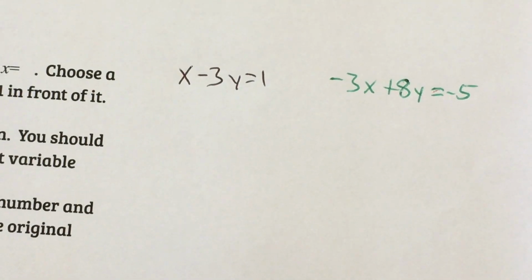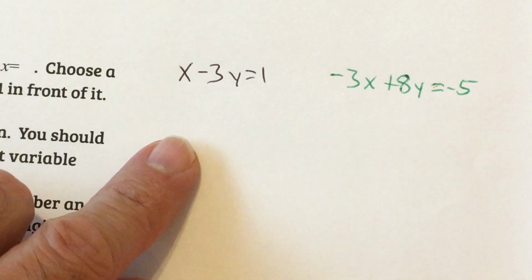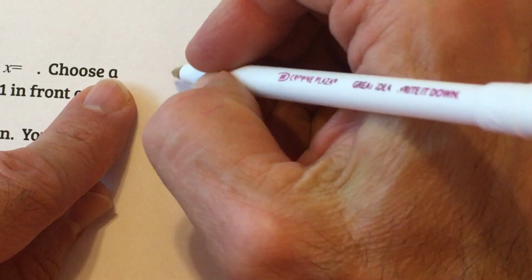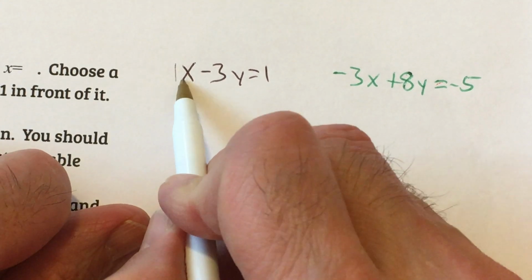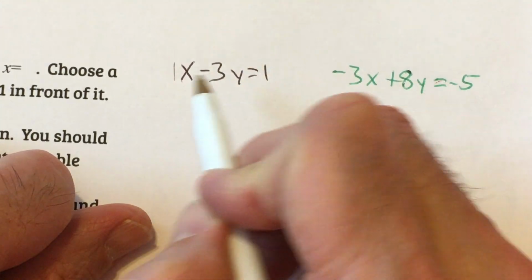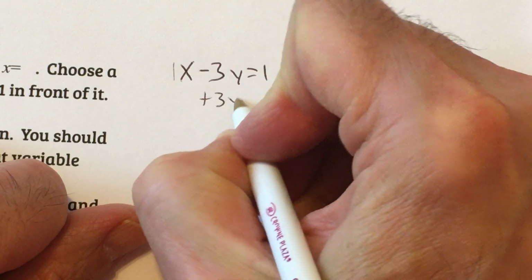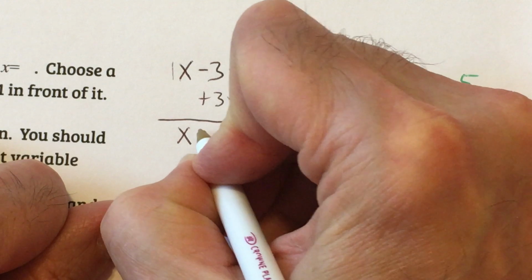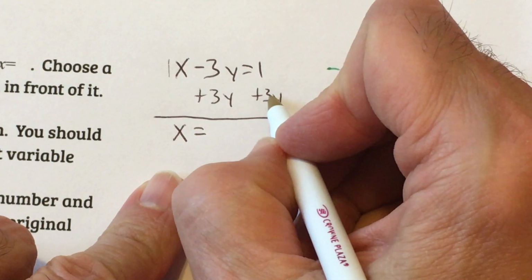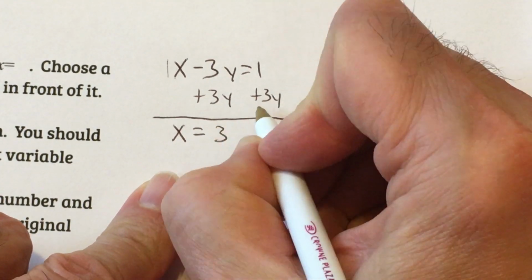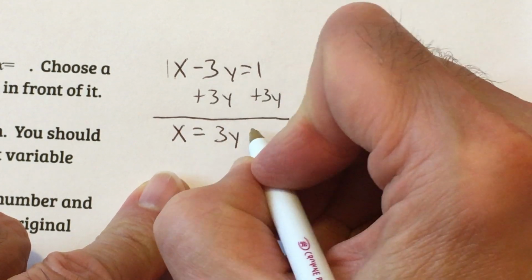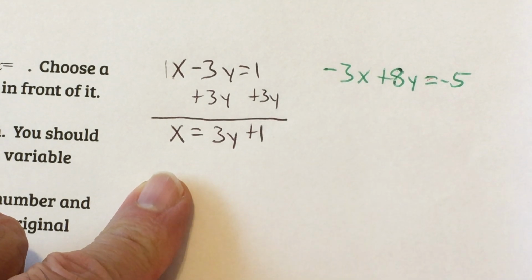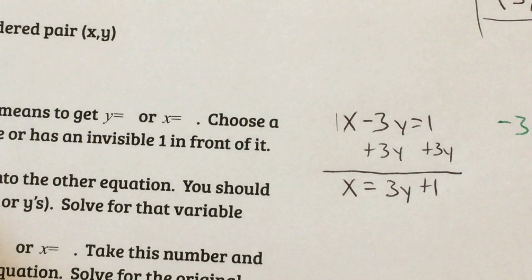We're going to follow the 3 steps again. Step 1, get one variable alone. Well, nothing is alone yet, but this x has an invisible 1 in front of it right there. I only have one x. So if I move these over, x will be alone. Plus 3y, plus 3y. x equals, that's our goal. I like to put in the variables first. The y's are positive, so 3y is positive. The 1 is positive, like that. Do not combine them into 4y. It's 3y plus 1.